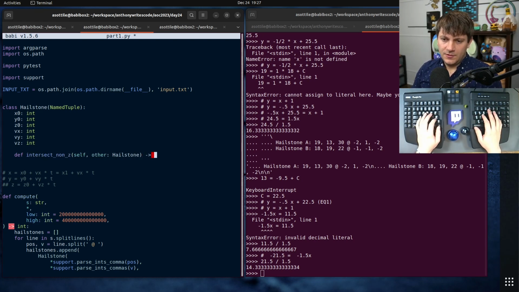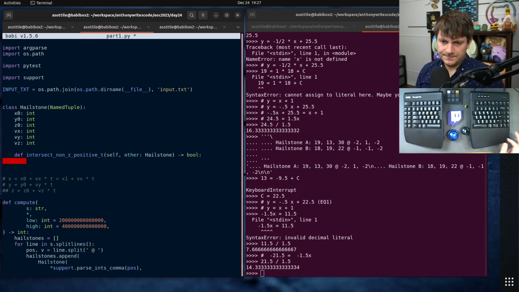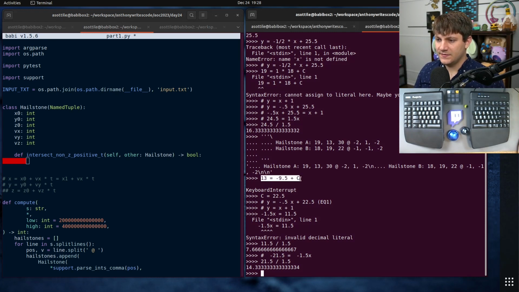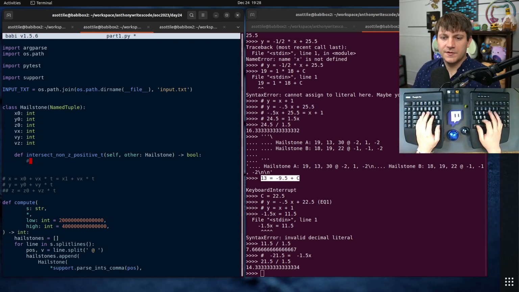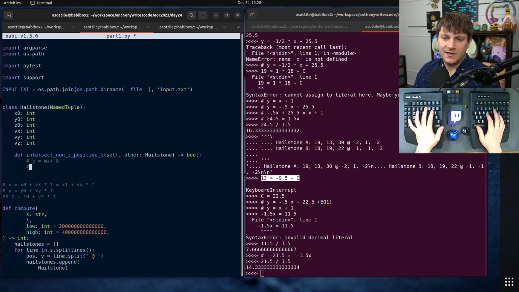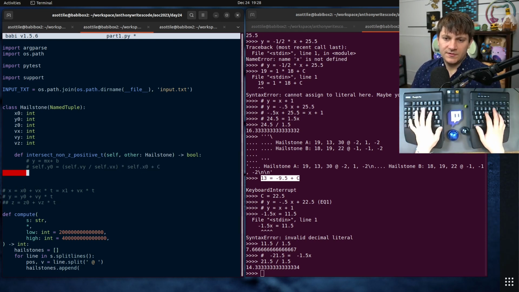Other hailstone. Okay, so we have to figure out if they intersect in the non-negative and positive t. First we have to solve for each constant. Well, we have to find what the actual equation is first. Okay, so y equals mx plus b, so we have self.y0 equals self.vy over self.vx times self.x0 plus c. So c is equal to self.y0 minus this thing.